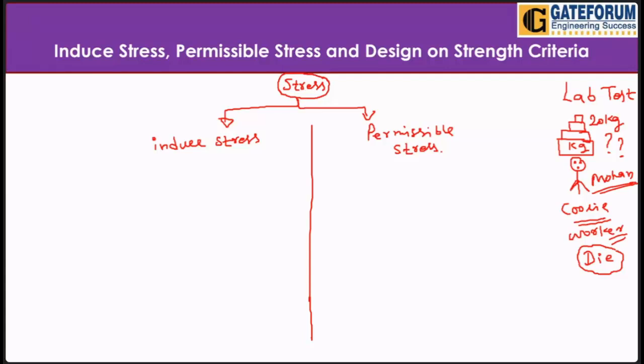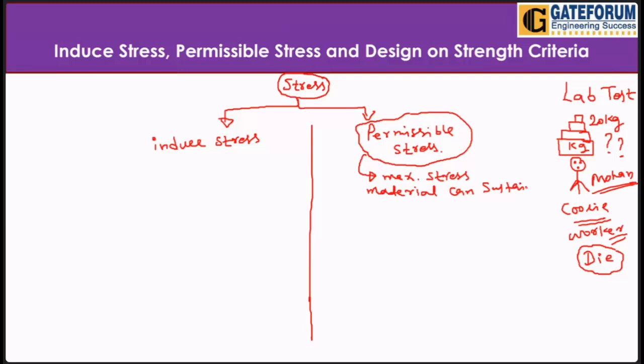Permissible stress is the maximum stress a material or rod can bear, the maximum stress it can sustain, and this is known with the help of a lab test. For example, for some metal it's, let's say, 200 megapascal. Yes, after the lab test, for any particular metal we come to know.